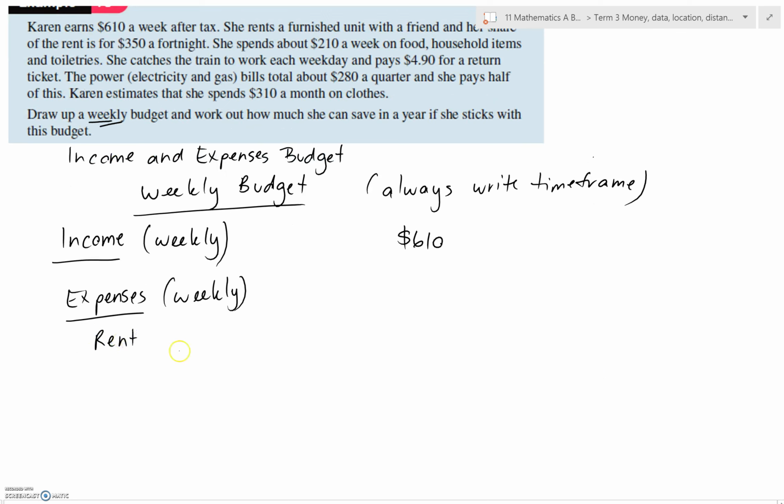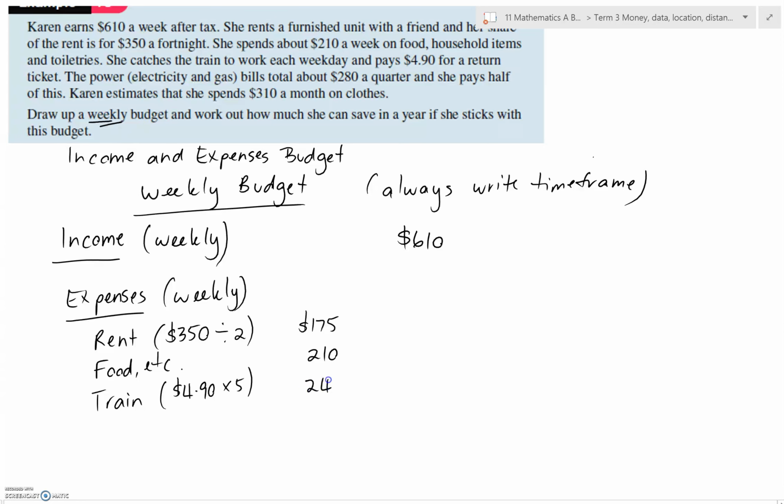So the first expense was rent. Now, it quotes an amount per fortnight, which remember is 2 weeks, so we need to divide that by 2 to figure out how much it's going to be per week, $175 per week. Food and other items has already been quoted in a weekly amount, so we can put that straight into our budget. There is train fare. Now it says she pays $4.90 per return trip, so that's there and back, and she goes to work full time. So each weekday, that's Monday to Friday, $24.50, 5 days.